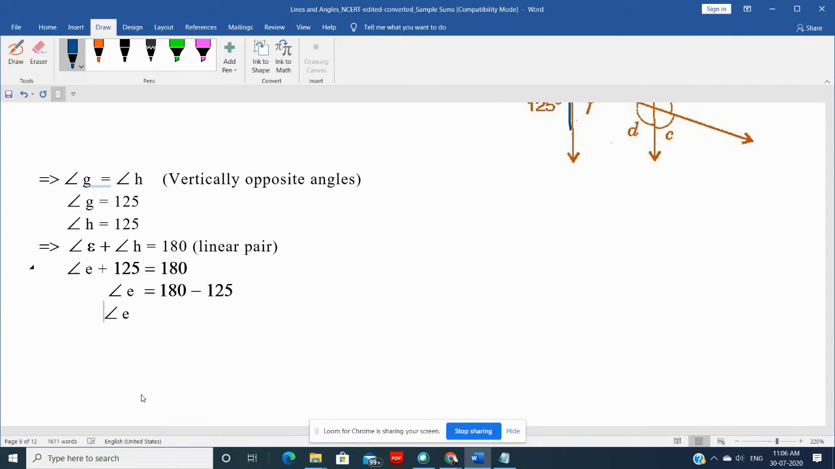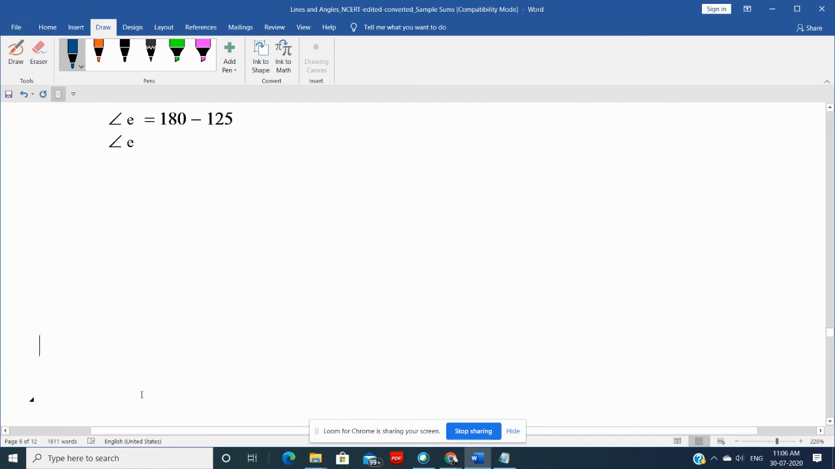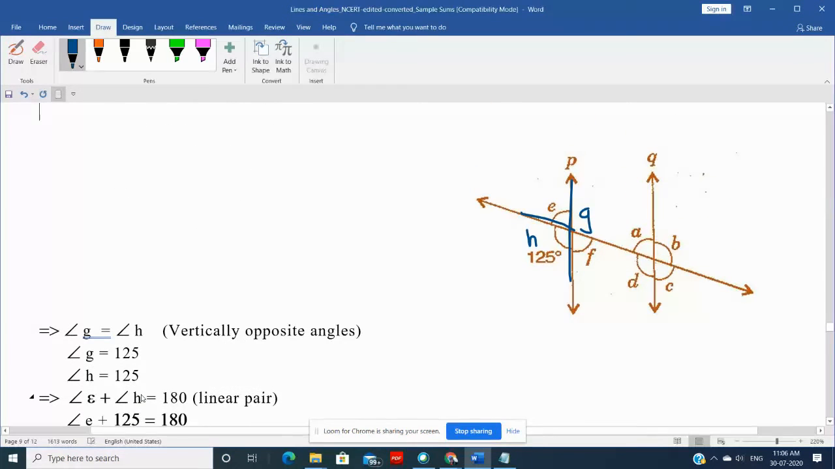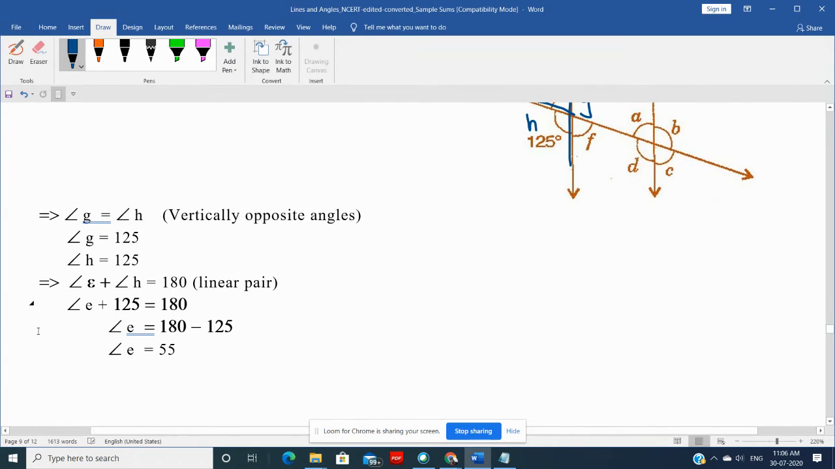Angle E is equal to 55. So this becomes your 55. Now it's again easy. When you get E as 55, you can simply write that angle E is equal to F. Why? Because, same reason, they are vertically opposite angles, right? So we'll just copy paste this and just change the name in the third step.